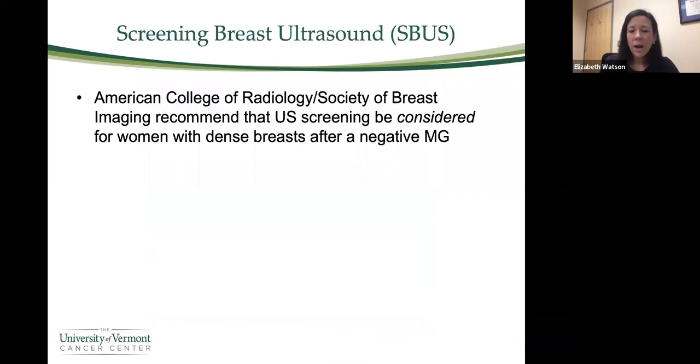So the American College of Radiology and the Society of Breast Imaging has recommended that ultrasound screening be considered in women with dense breasts after a negative mammogram. Obviously, it's not for everybody, but it's something to consider. And so that's sort of been the policy that we've been adopting, where we're talking about it in women who have dense breast tissue. Obviously, we received the notification, but it's not something that we absolutely say has to be done. It's not a requirement, but it's something that's available.